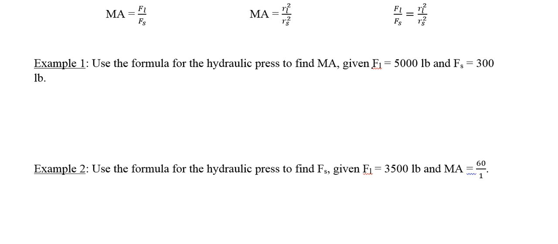So we're going to use the formula for a hydraulic press to find the mechanical advantage given that FL, the force of the large object, is 5,000 pounds, and FS, the force of the small object, is 300 pounds. Since both of these just have to do with force, I'm just going to do MA equals FL over FS.